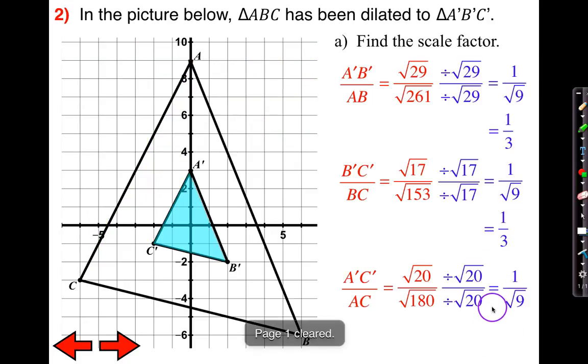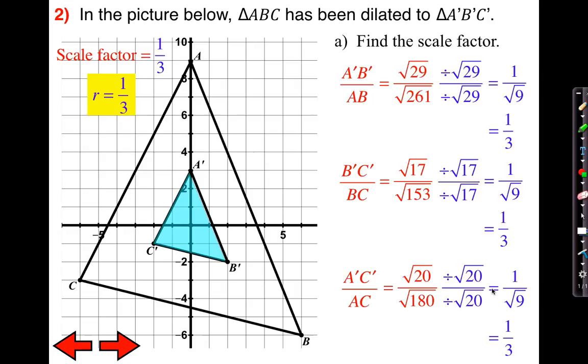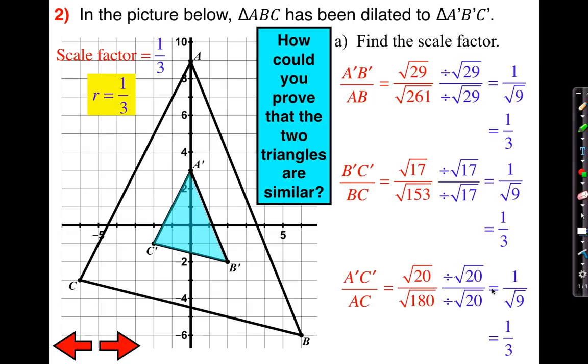So you're going to find once more that the ratios for all corresponding sides are the same. It is 1/3. So in this case, I'm going to say the scale factor is 1/3, and another way to write it would be r equals 1/3, because once again, we use r to represent scale factors. So how can you prove that these two triangles are similar? We can prove that they are similar by showing that the ratio of all corresponding sides are the same. It is 1/3.